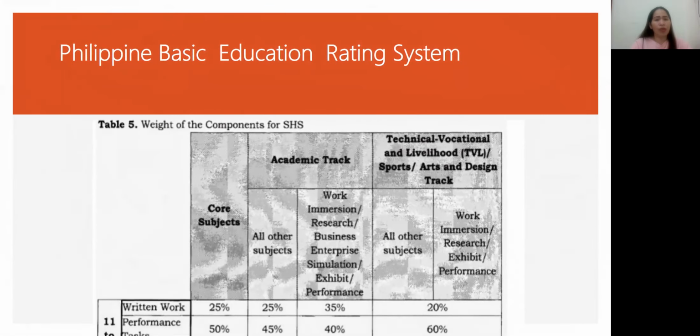So this is an example of the basic education rating system for senior high school. You can see the core subjects, the academic track, and the technical vocational livelihood (TVL) or sports and arts track design. Consider in the academic track, all other subjects, work immersion, research, business enterprise simulation, and exhibit performance. So written work and performance task. So this is the senior high school rating system.